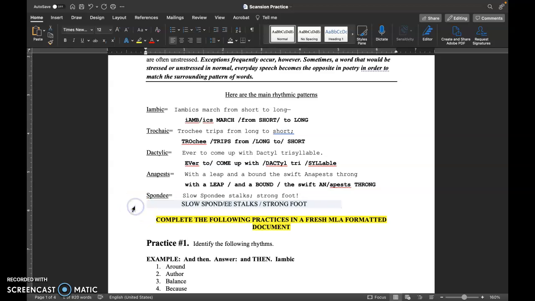And then finally a spondee. A spondee is going to be when you have two strongly accented syllables in a foot, right? So everything is strong. Slow, spondee, stalk, strong, foot. It's all strong. And then these forward slashes I've put in here are our markings for our foot markers when you've completed one unit of rhythm. So if a spondee is two strong accents, then one, two, those are strong, and I put a foot marker, and then one, two, and then a foot marker.